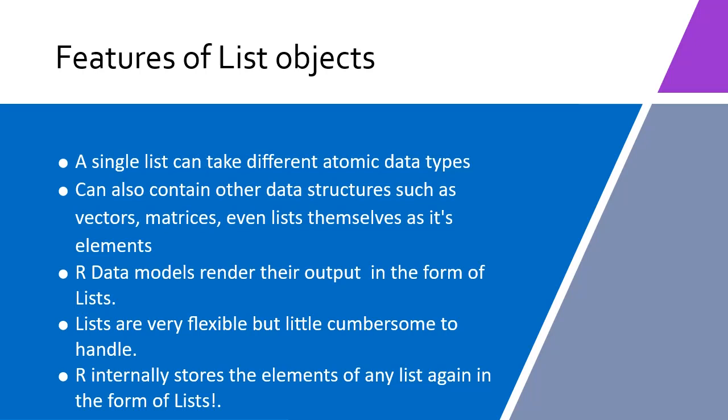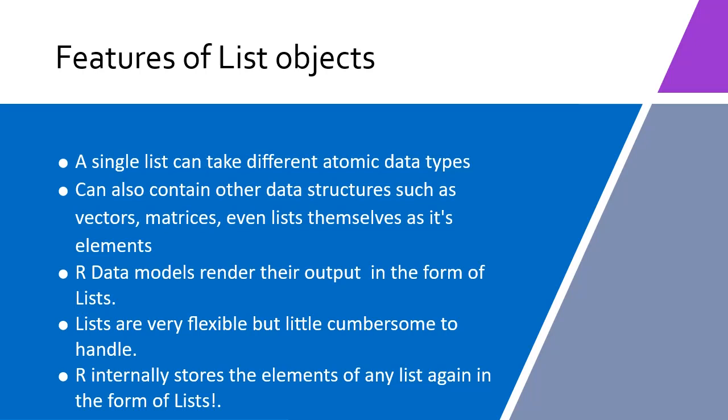Vectors can have only the same type of elements like integers, double precision numbers, characters, or logical data types. If you try to create a vector with different types of elements, R will coerce them, convert them to the same type. But lists are different. Lists can contain elements of different types like numbers, strings, vectors, and lists themselves inside it, or even functions.